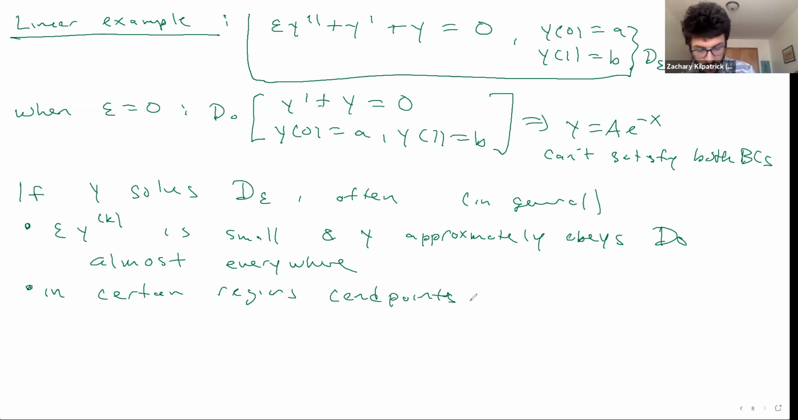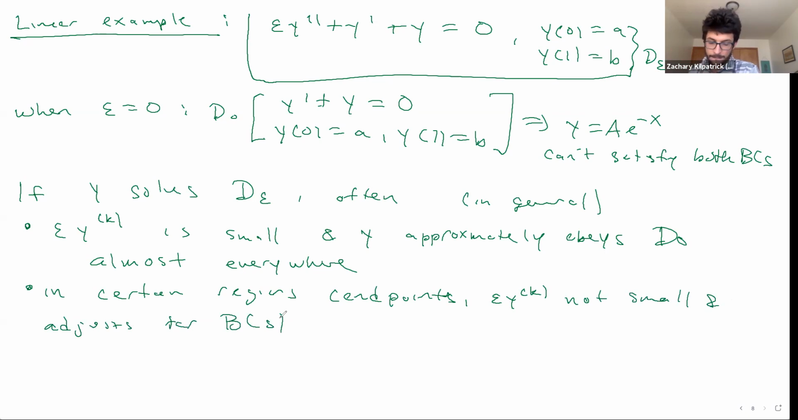Although, for instance, epsilon times y kth derivative is not small, and adjusts for our boundary conditions. And like in our example here, we may have our solution here in our outer layer.